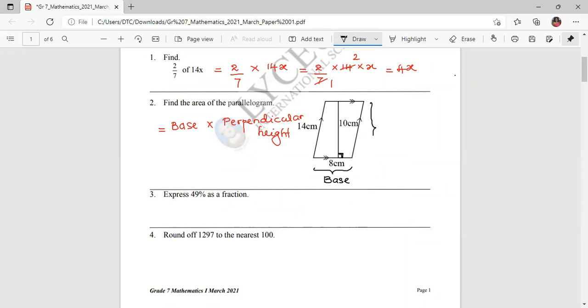So this will be the perpendicular height. Now you may think, why have they given 14 to mislead you? Because you want to clearly recognize which one will be the base value.